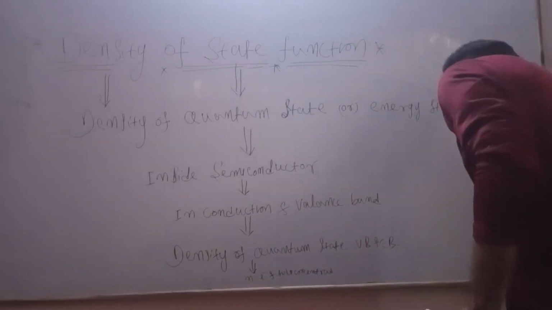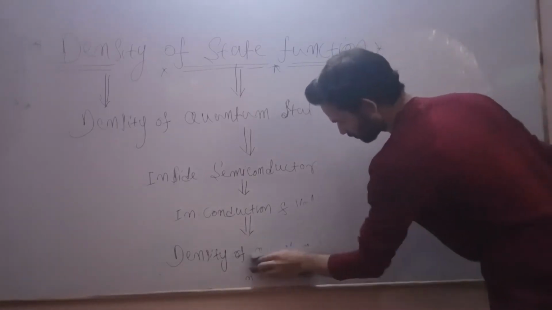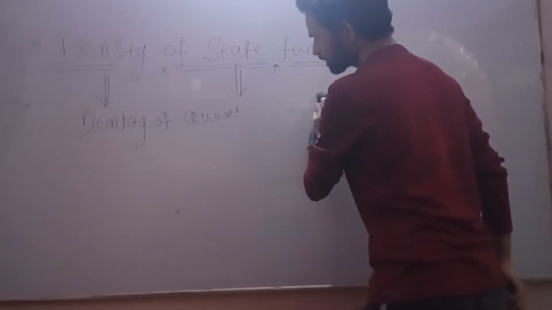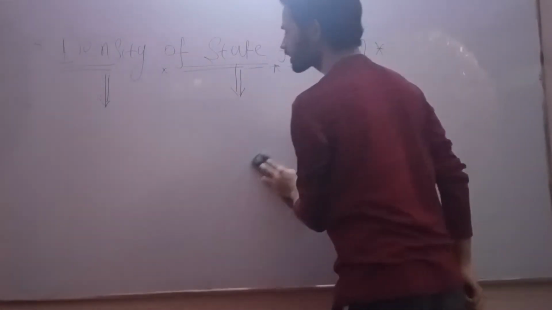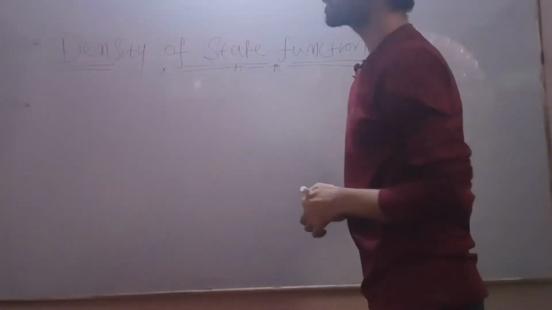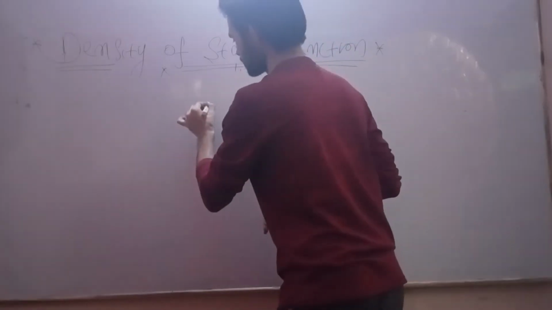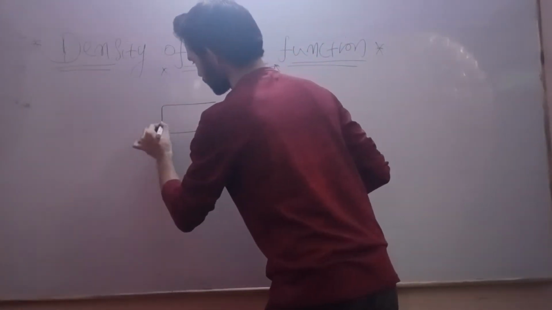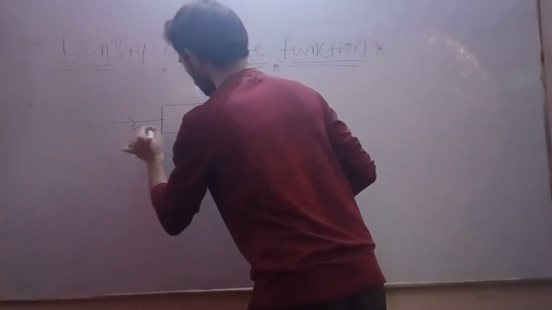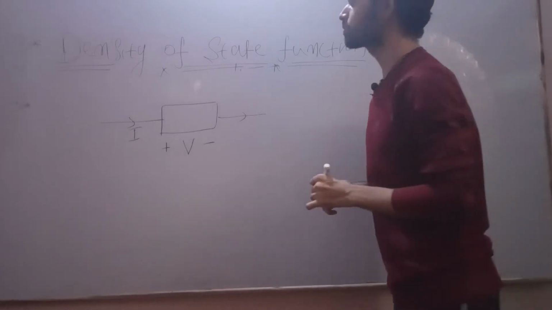Now see, what exactly do we want? What is our ultimate goal here? Our ultimate goal in electronic devices and circuits is that we want to determine the electrical characteristic of a semiconductor device.